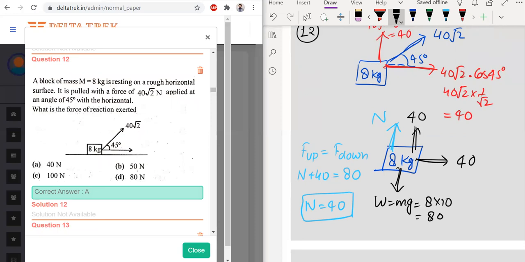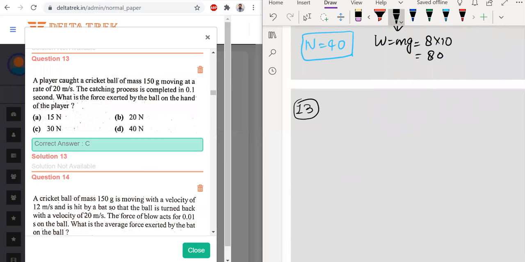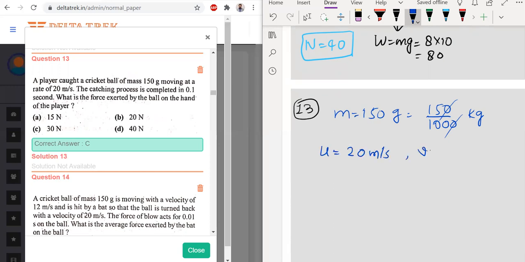13. Okay, so a player has caught a ball, mass is 150 gram. I already explained 150 we cannot use, we will be using it in kg. So 150 divided by 1000, the zeros can be cancelled. Now its initial speed is 20, but finally it stops. Final speed is 0. The time involved is 0.1 second.